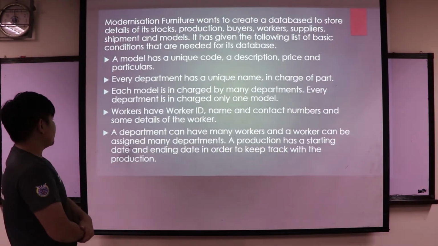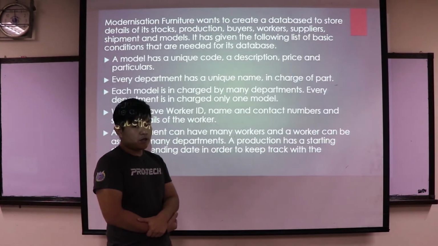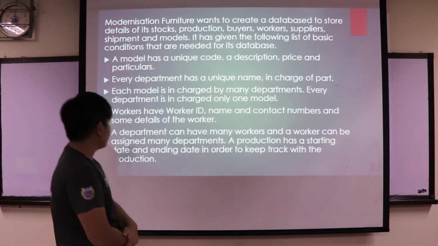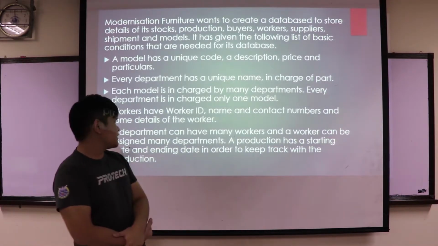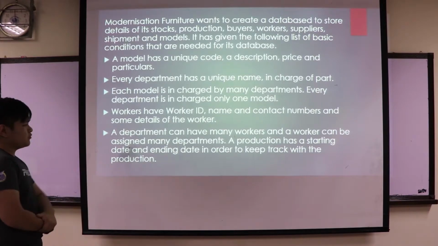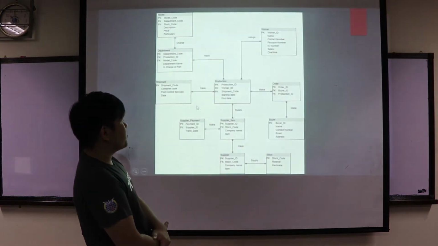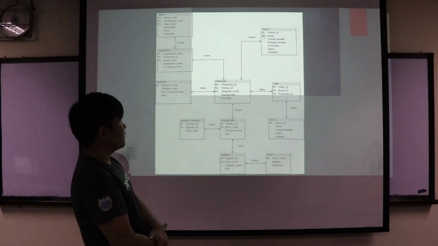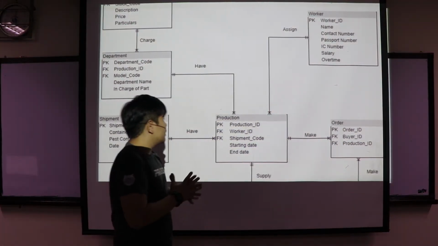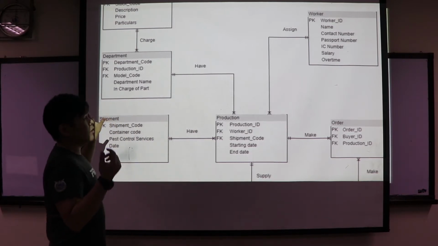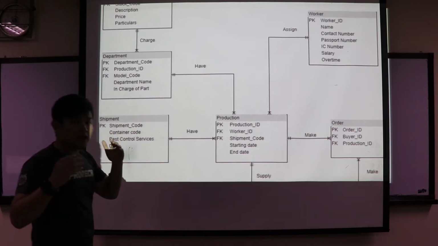In the fifth point, a department can have many workers, and the workers can be assigned to many departments. And a production has a starting date and ending date in order to keep track of the production. Based on the diagram, the department table and the workers table, the relationship between them is many to many.